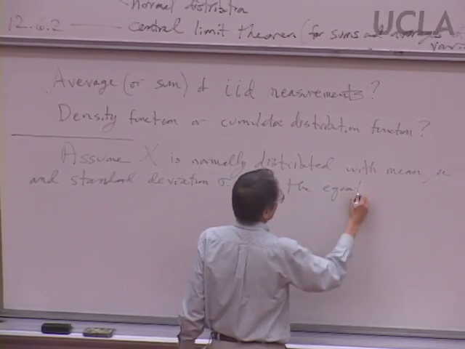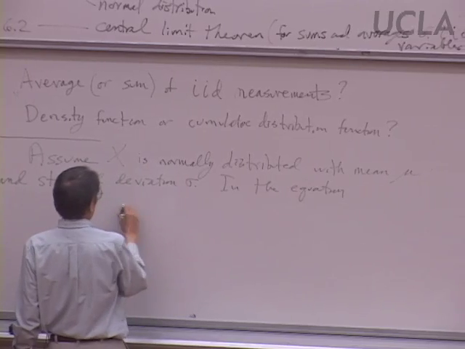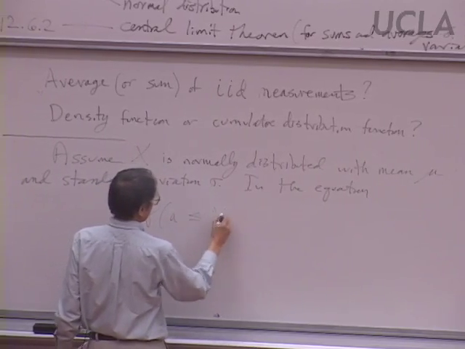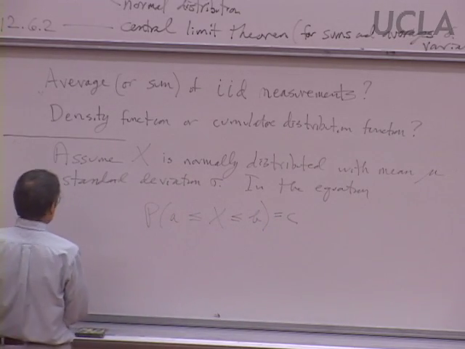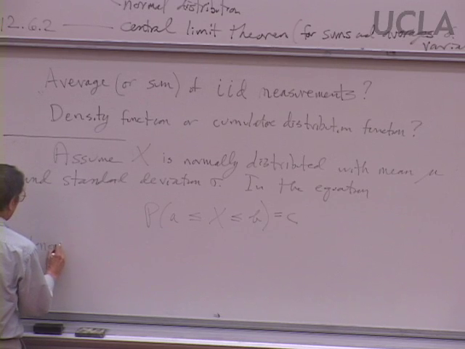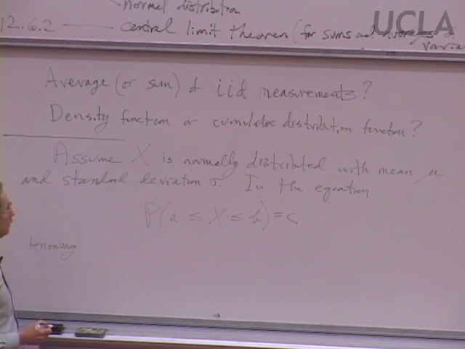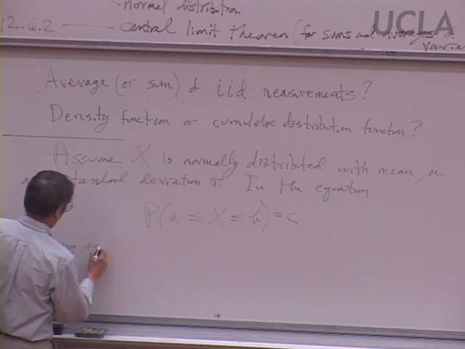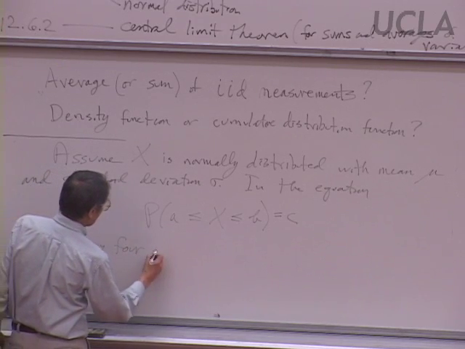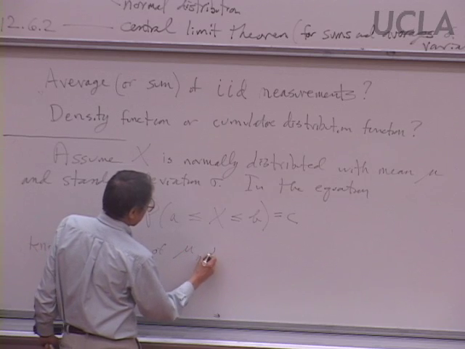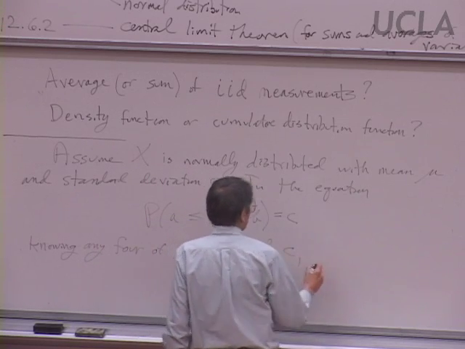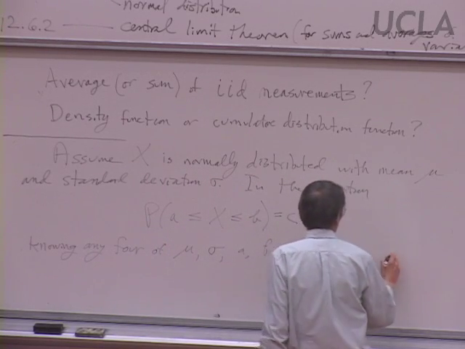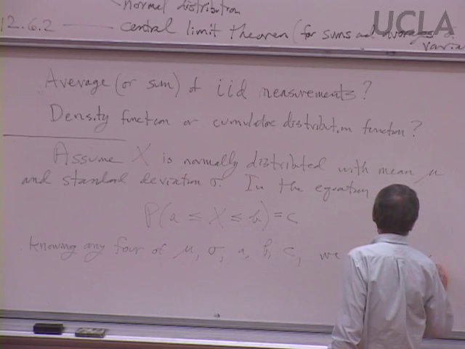Often we're looking at the following equation: the probability that x is between a and b is some number c. I claim that knowing any four of the five numbers here, if we know any four of sigma, mu, a, b, and c, we can find the other one.